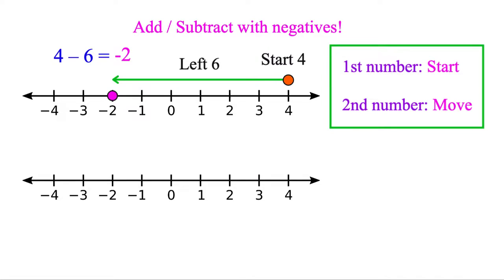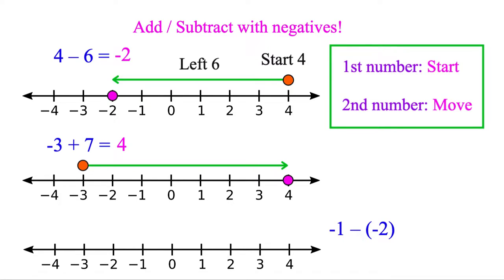Let's look at another one here. Okay, negative 3 plus 7. Start at the first number, start at negative 3, but move positive 7 to the right. We end up at 4, so final answer, 4.